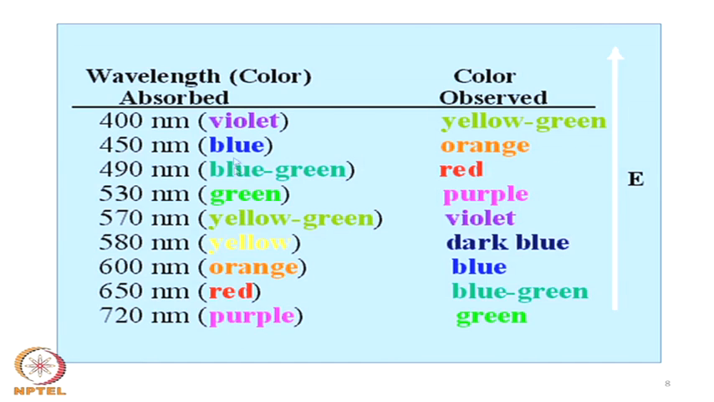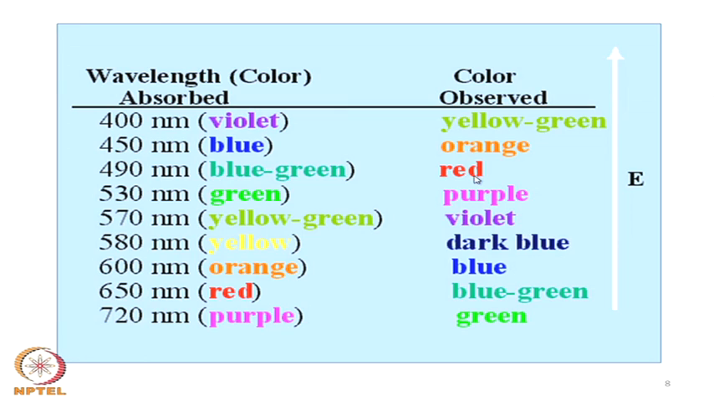But what we do, if we write down all these values straight away from top to bottom, from 400 to 720 nanometer as violet to purple, we simply change the violet from here to here for the color we see in the solution, the observed color. So, this is the energy scale, because these are the high energy range and this is the low energy range. So, the energy scale is from bottom to up.